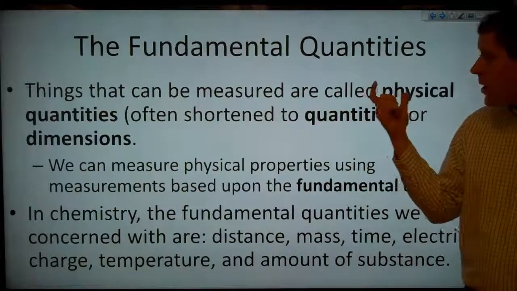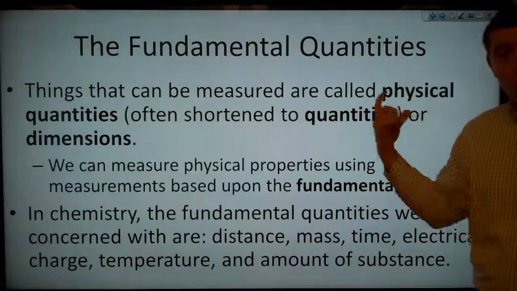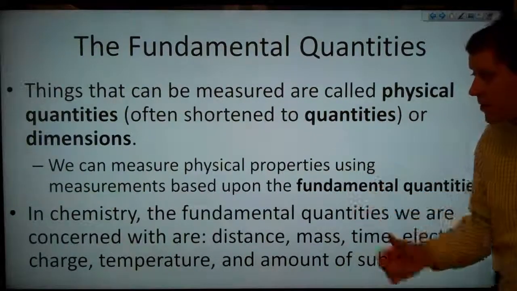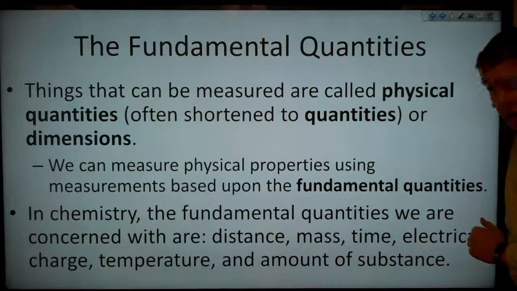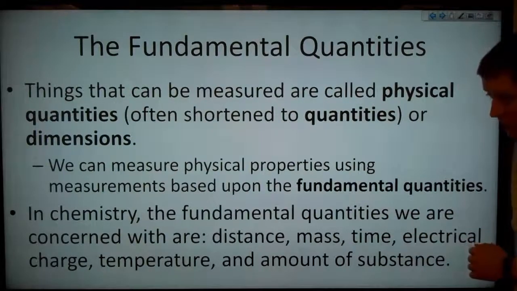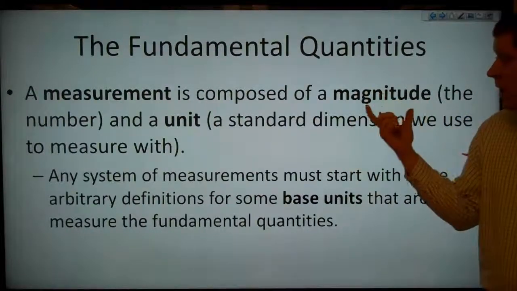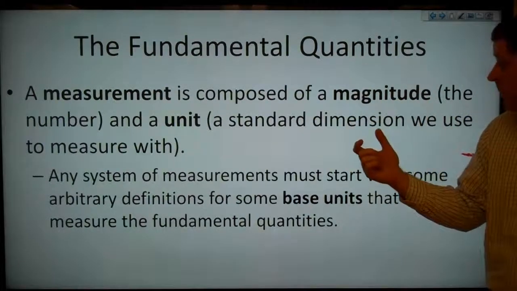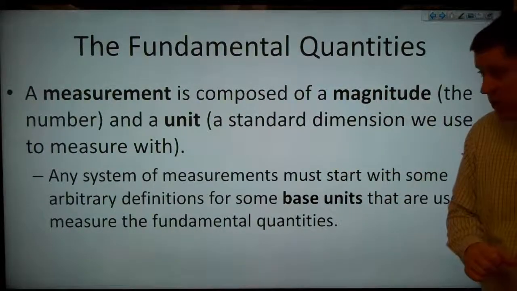Things that can be measured are called physical quantities, often shortened to quantities or dimensions. Now we can measure physical properties using measurements based upon the fundamental quantities. In chemistry, the fundamental quantities we're concerned with are distance, mass, time, electrical charge, temperature, and amount of substance. A measurement is composed of a magnitude, this is a number, and a unit, which is a standard dimension that we use to measure with.